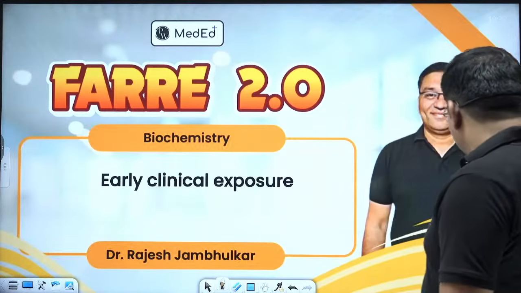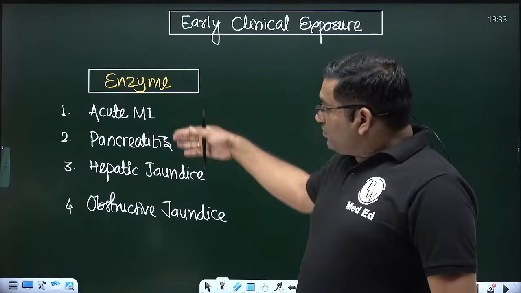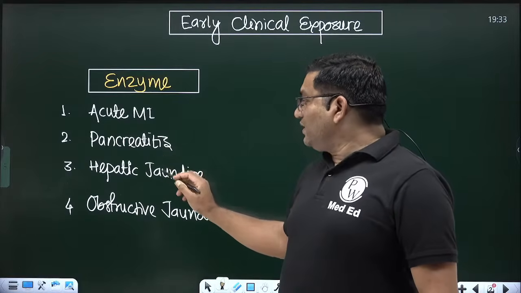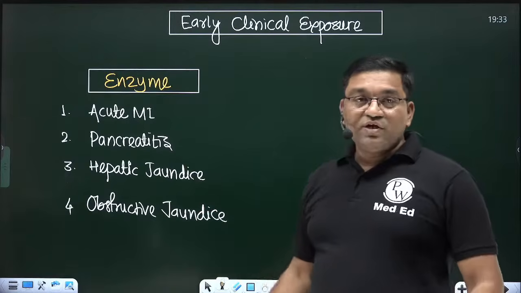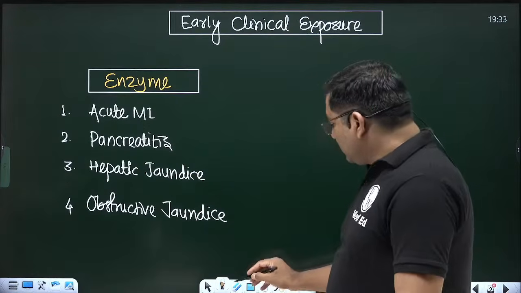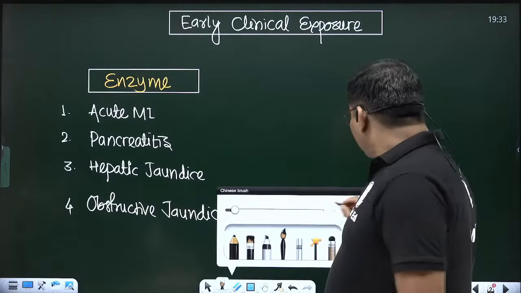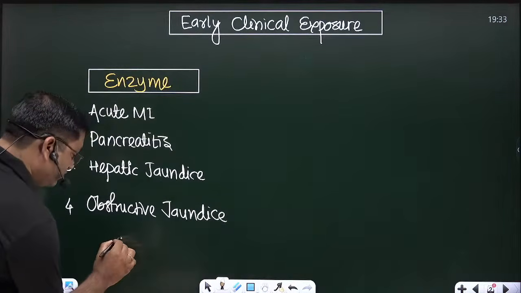See, in the early clinical exposure, there are four important clinical cases related to the enzyme topic: acute myocardial infarction, pancreatitis, hepatic jaundice, and obstructive jaundice. Apart from these clinical cases, there can be a question on competitive inhibition.